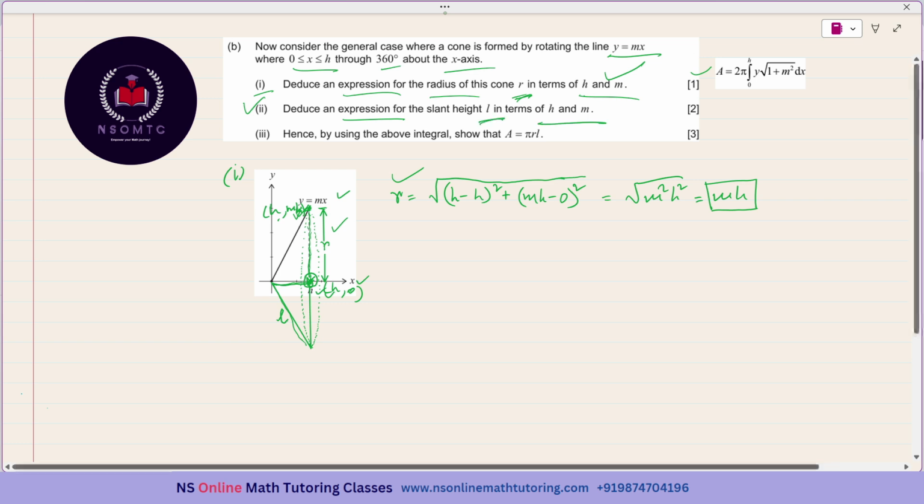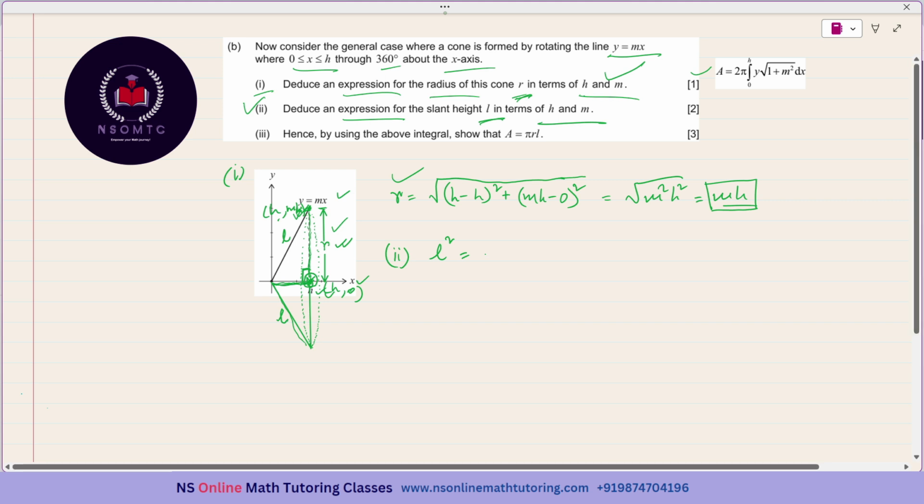So the slant height is this one, or you can take the slant height as this as well. And it is, of course, a right angle triangle. This is the 90-degree angle. So we can use the Pythagoras theorem. So L square should be equal to, we have found the expression for r, which is mh. So it will be r square plus, this is h.